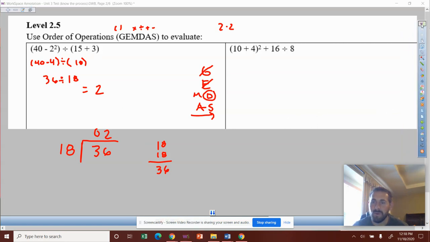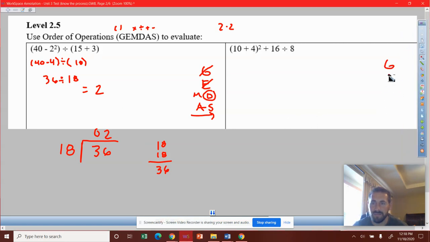Okay, here's our second question. We're going to do the same thing. We GEMDAS this. So do you have grouping symbols? Yes, they're there. So 10 plus 4 is 14. You just got to bring that exponent with it. Plus 16 divided by 8. So our GEMDAS, the G is done. Now we look for exponents, and we actually have some.